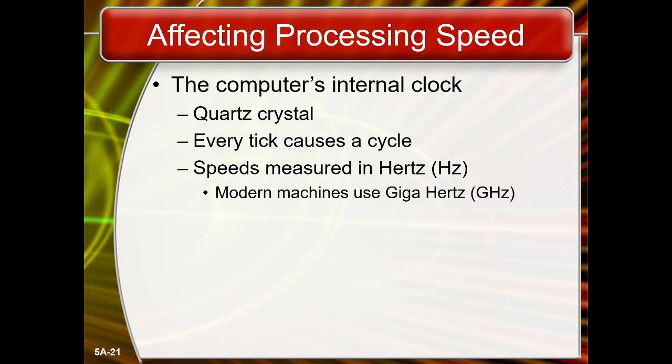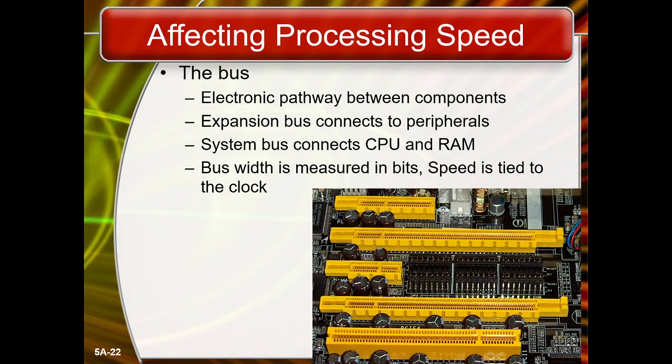So what is the internal clock? A quartz crystal. Every tick causes a cycle, and speed is measured in hertz, and in the latest computers gigahertz are the higher units. This is the computer bus. These are basically electronic pathways between the internal components of the computer. The expansion bus connects to different peripheral devices, and the system bus connects the CPU and RAM. Bus width is measured in bits. Speed is tied to the clock.